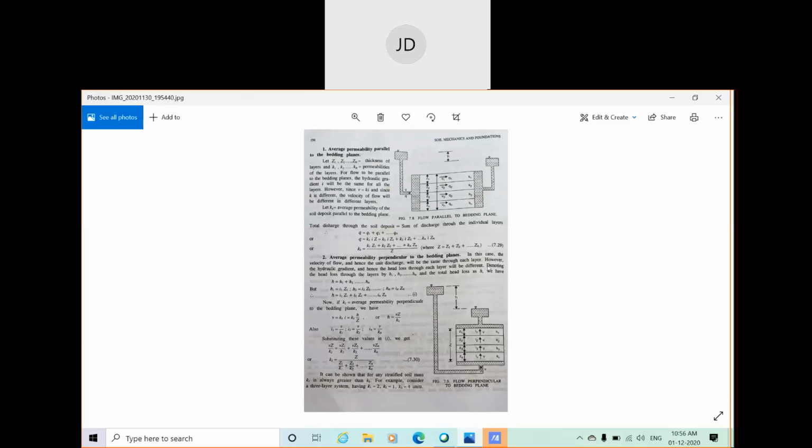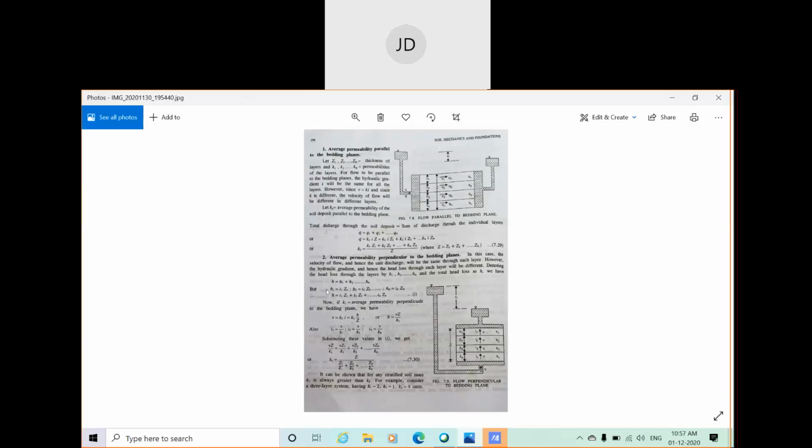So we can consider the head loss for each layer. Denoting the head loss through the layers by H1, H2 up to Hn and total head loss as H, we can write the total head loss H equal to H1 plus H2 plus H3 up to Hn. That means H represents the total head difference and it is the summation of the head differences in the individual soil layers, where H1 is the head difference for layer 1, H2 is the head difference for layer 2, and so on.